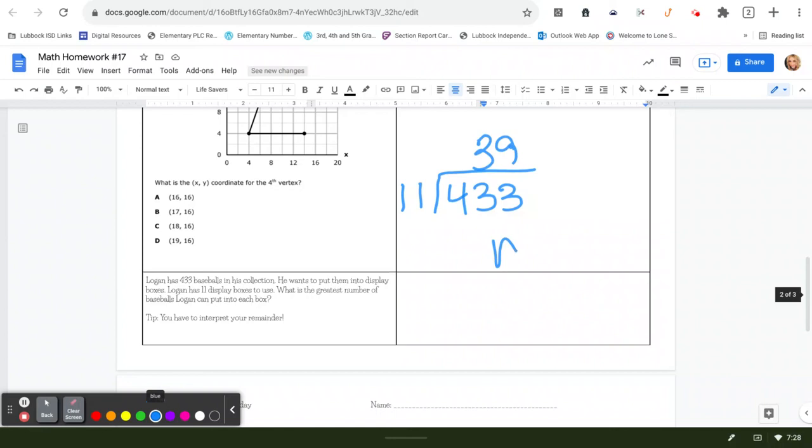Do they say that Logan has to use every baseball? Or does it just say they have to put the same number in each box? Same number in each box. So you drop your remainder on this one. 39 is going to be your answer. I do want to see your division work.